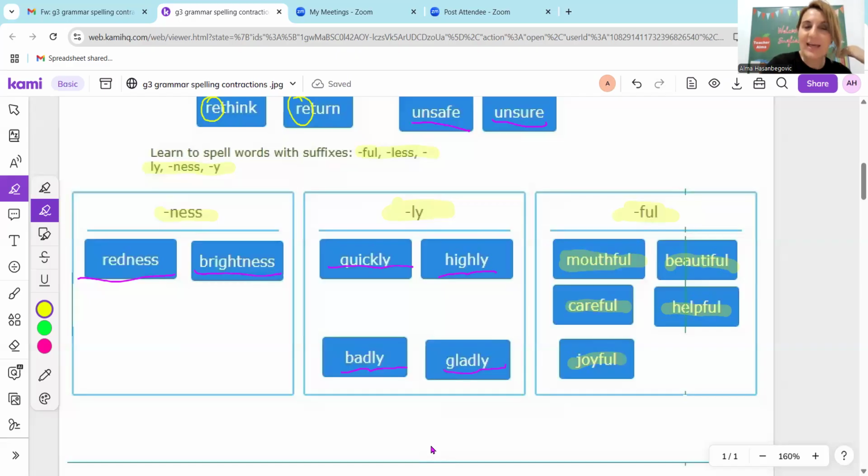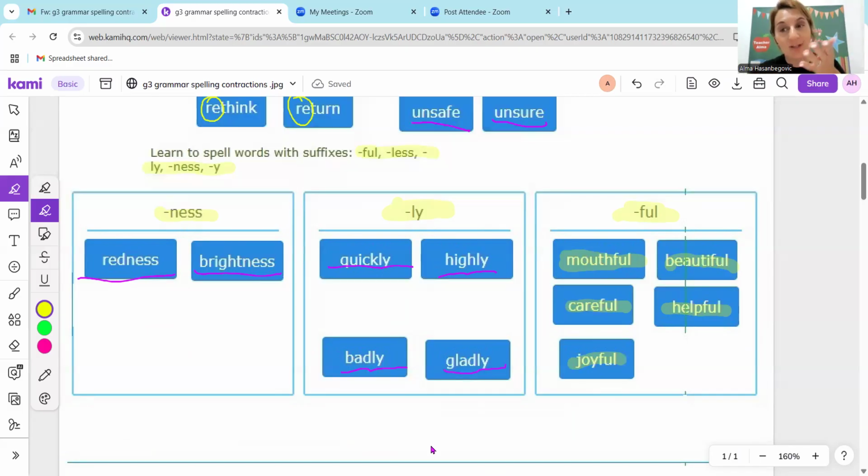Let's start again with ness. Redness. Brightness. Quickly. Highly. Badly. Gladly. And for the suffix full, mouthful, beautiful, careful, helpful, joyful. Do you see? I hope everybody can hear when I'm saying these words that this full comes at the end. So that's why it makes it a suffix.